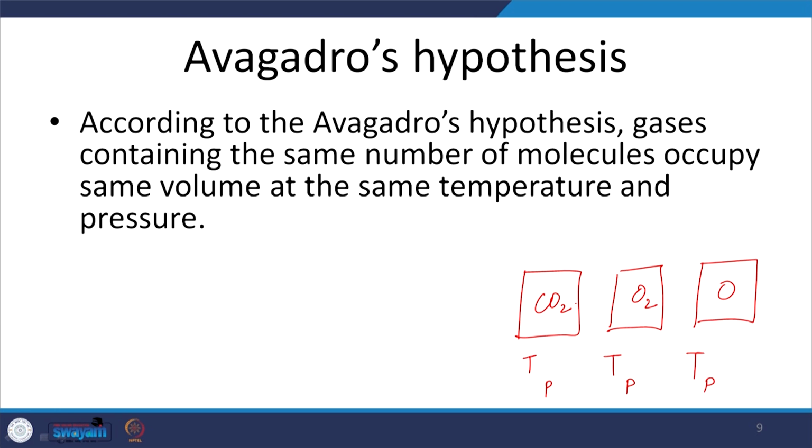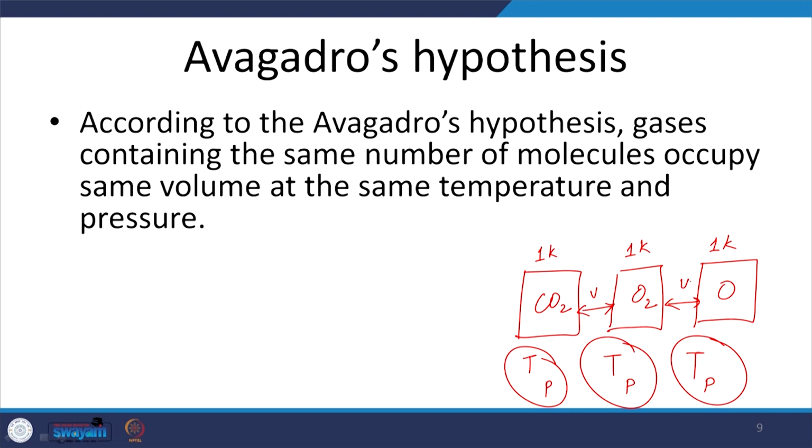then Avogadro's hypothesis says gases containing the same number of molecules, let us say you take 1 kilomole of each gas, occupy the same volume at the same temperature and pressure. So, you keep these parameters the same, then it is natural all these will have the same volume, that is it. This is the basic idea of Avogadro's hypothesis.